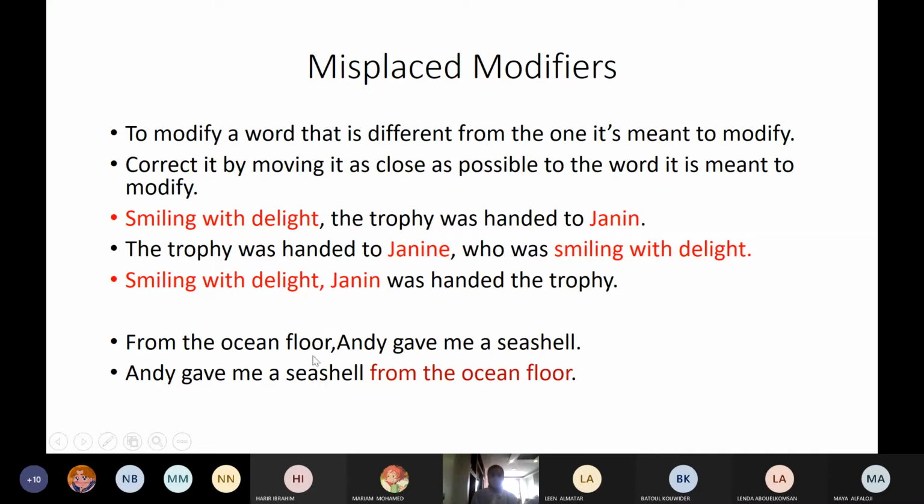From the ocean floor, Andy gave me a seashell. Here, if I read it, from the ocean floor means that Andy was at the ocean floor, but actually the seashell is from the ocean floor. So I have to bring them close together. Andy gave me a seashell from the ocean floor.